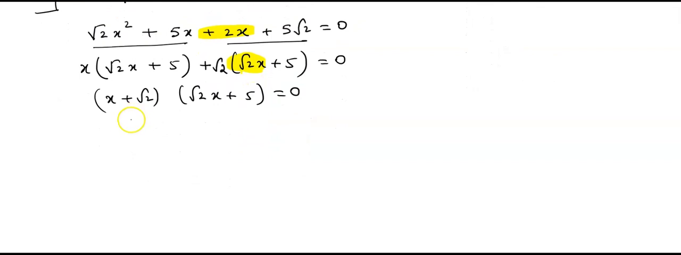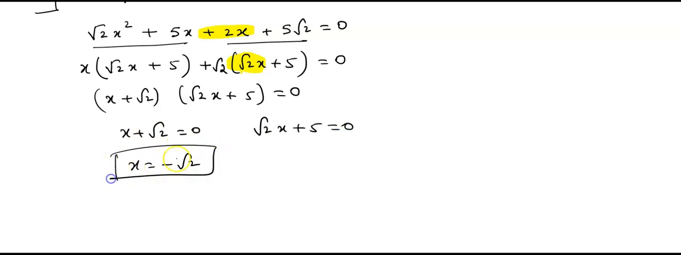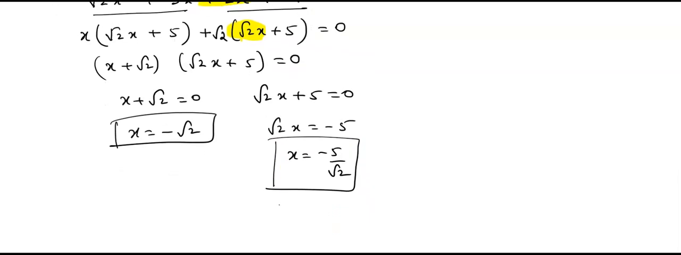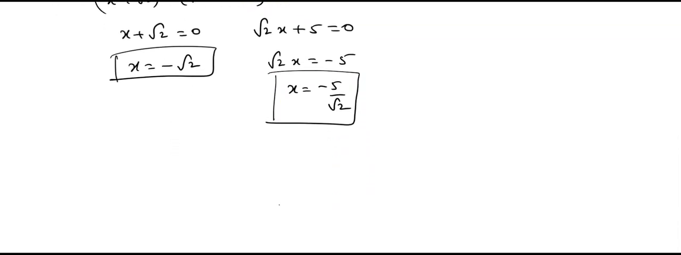Got it? Then x + √2 = 0, √2x + 5 = 0. x = −√2, come this side, minus √2, this is the one root. Then √2x = −5, x = −5/√2. So this is the one more root of the given equation.